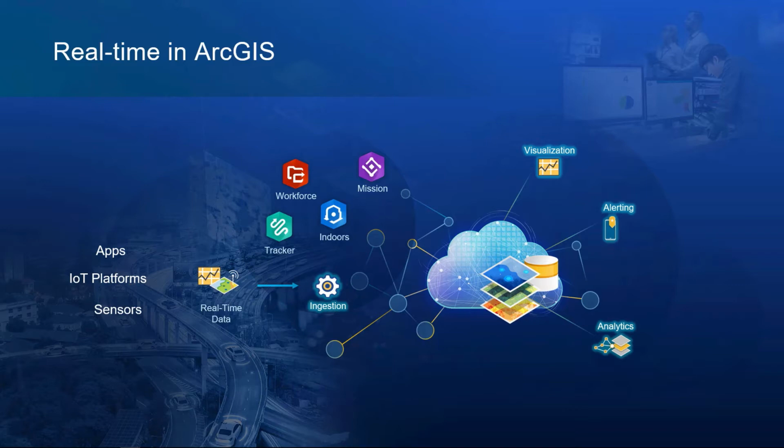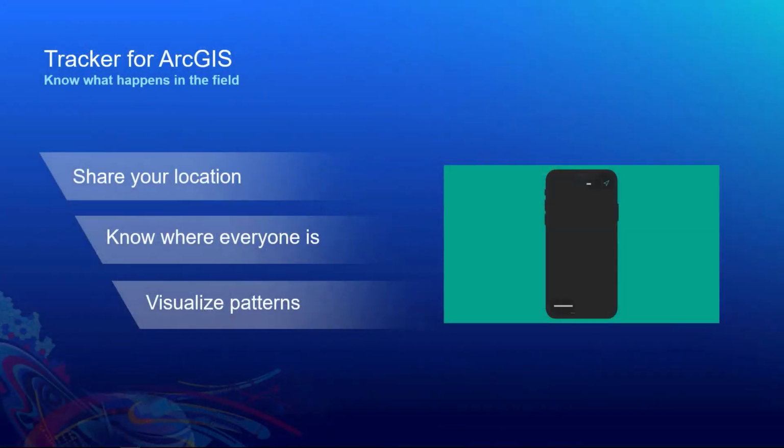Indoors for ArcGIS collects locations using a facility's indoor positioning system. And Mission for ArcGIS allows field workers coordinating on specific efforts to collaborate and communicate even in areas with low cell coverage. So let's look at one of these in more detail.